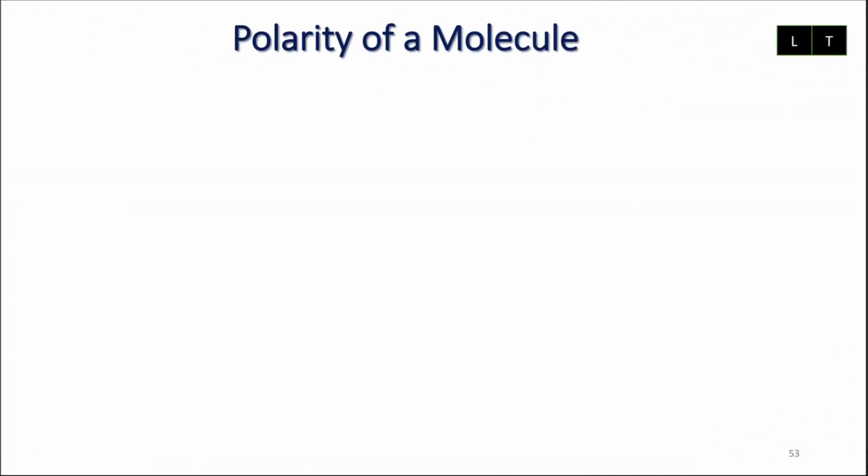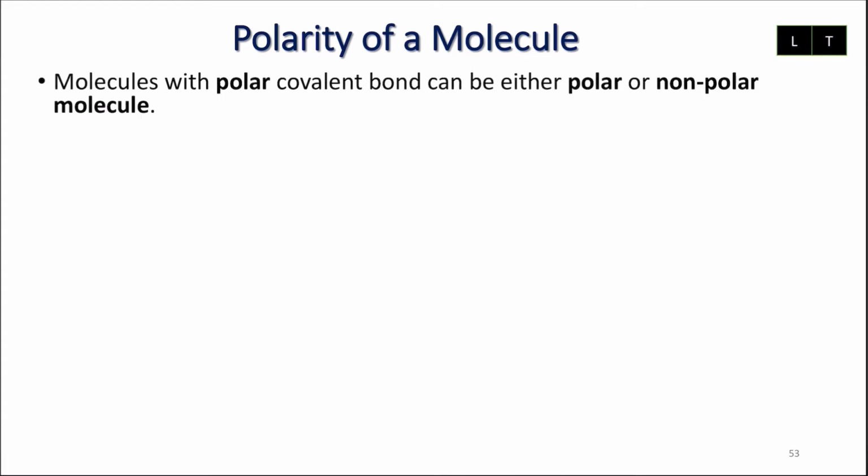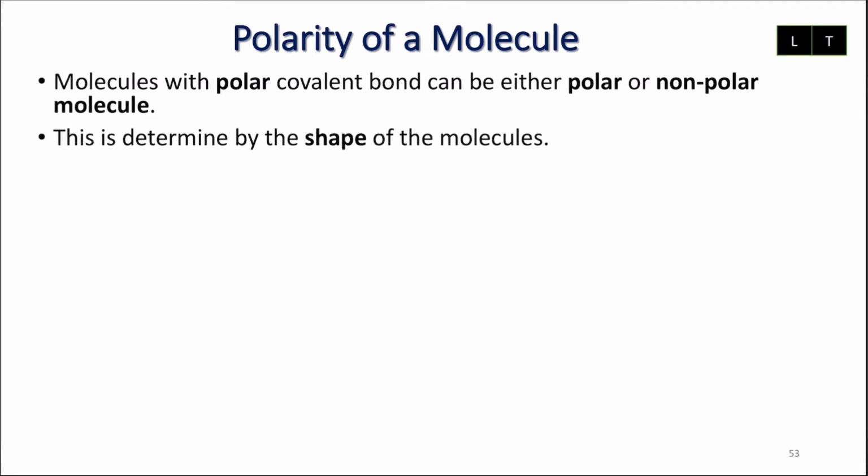Now we go for the step how you want to determine the polarity of molecule. As I mentioned before, molecules with polar covalent bond can be either polar or non-polar molecule. So this is how we are going to determine step by step, but the first thing first, you have to know how to draw the shape of that molecule.